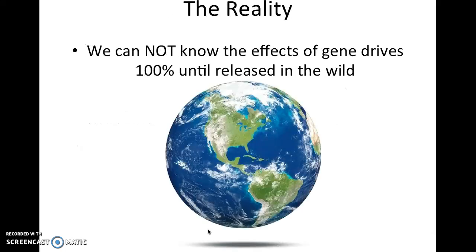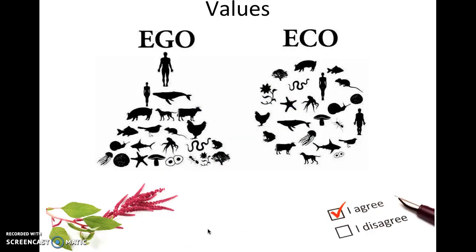The reality is that we cannot know the effects of gene drives 100% with certainty until we release them into the wild. We need to accept that we are turning the Earth into a living laboratory, and we must acknowledge the possible consequences. For this reason, gene drives have a lot of ethical implications. For one, they're inherently anthropocentric.